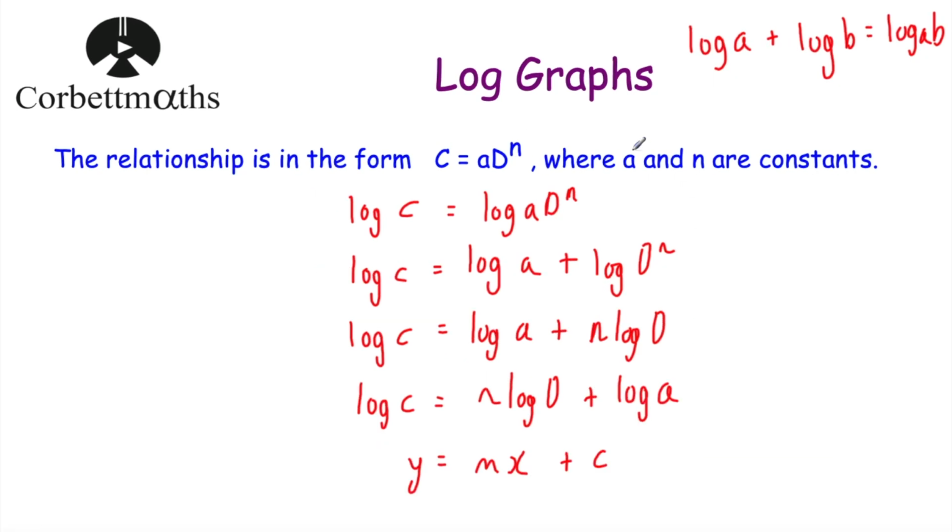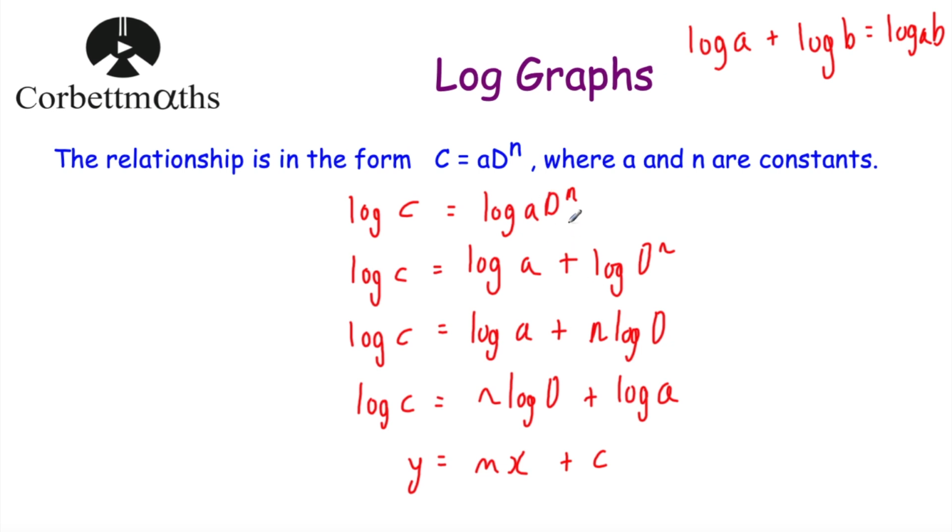And then to find the value of a, I would go back to the relationship, which is c equals a d to the power of n. We've worked out n, which is the gradient of the line. If you put in a pair of values for c and d, and we'll know what n is, we can then work out what a is. So that's how I'd find the value of a. That's the approach that I would use.